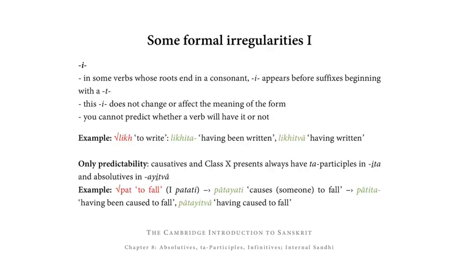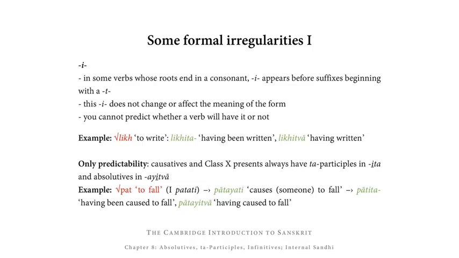There are some irregularities in how tap participles and absolutives are formed. In the case of some verbs whose roots end in a consonant, a short I appears before suffixes beginning with a T, or actually with any other stop. This I does not change or affect the meaning of the form in any way, and you cannot predict whether a verb is going to have this I or not.